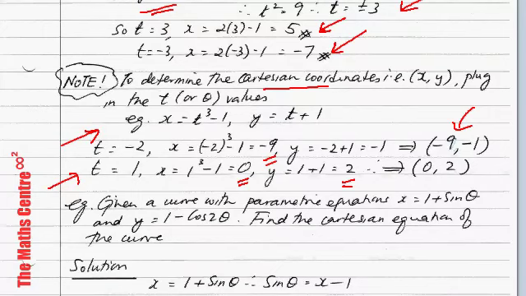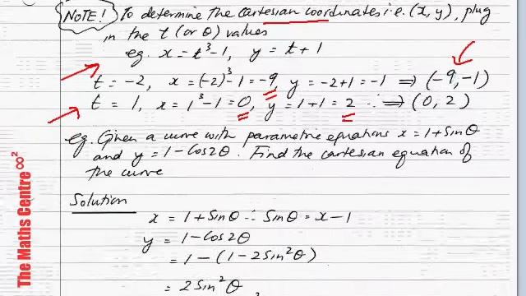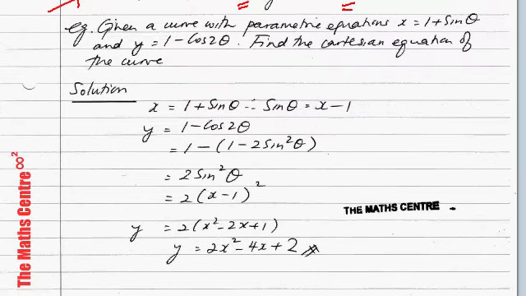Good. Now let's look at an example. Given a curve with parametric equations x equals 1 plus sine theta and y equals 1 minus cos 2 theta, find the Cartesian equation of the curve. The idea behind questions like this, you will be given parametric equations and you'll be asked to find the Cartesian equation. Remember the idea that I mentioned earlier, we have to eliminate theta. Usually we will use trigonometric identities. So good, let's start slowly.